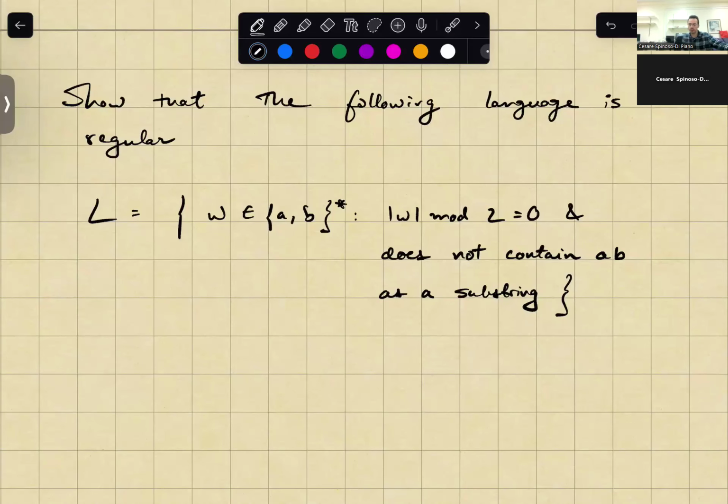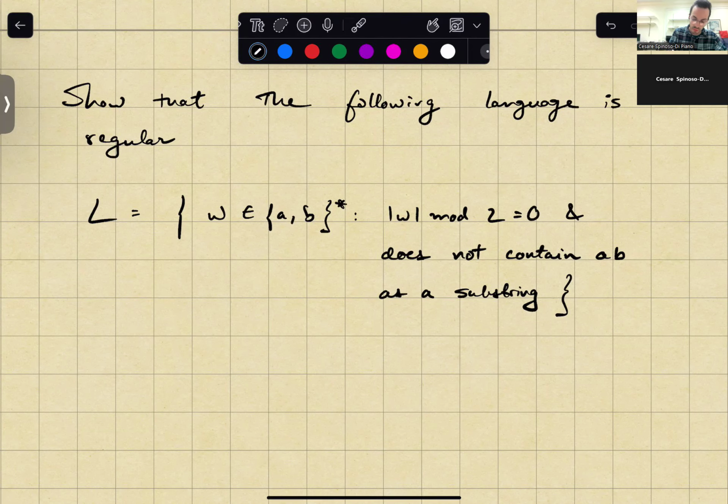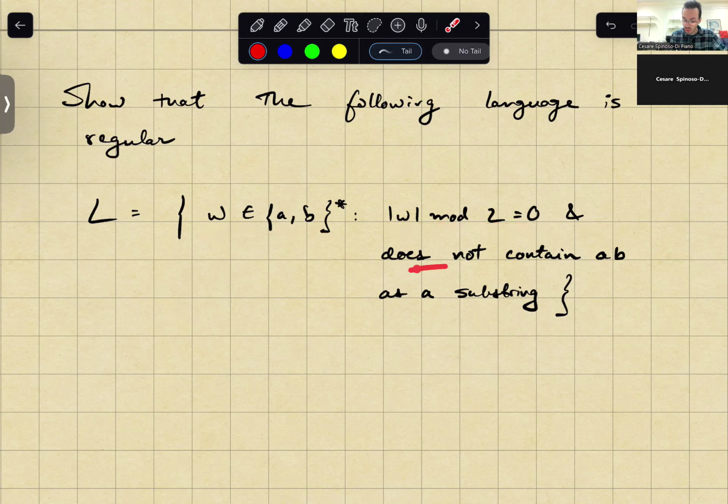Okay, hello everyone. So in this video, we're going to be going through an exercise where we want to show that a language is regular. In this case, the language we want to show is regular is the following: the language over the alphabet AB, where the strings in this language are of even length and don't contain AB as a substring.